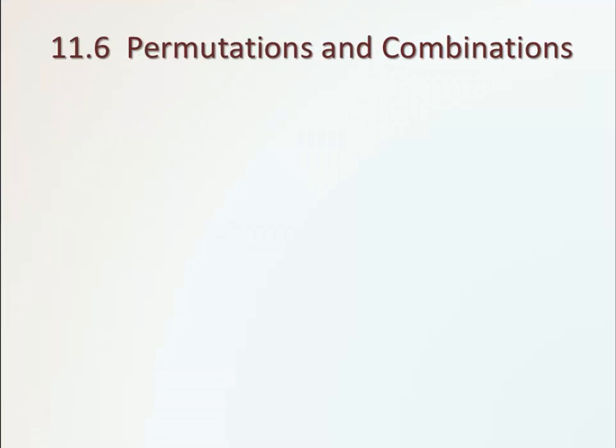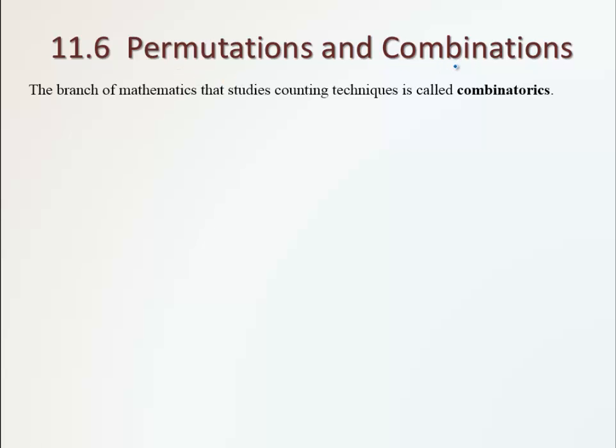In this lesson, we'll talk about permutations and combinations. Permutations and combinations are the ways of counting certain arrangements or sets. The branch of mathematics that studies counting techniques is called combinatorics.